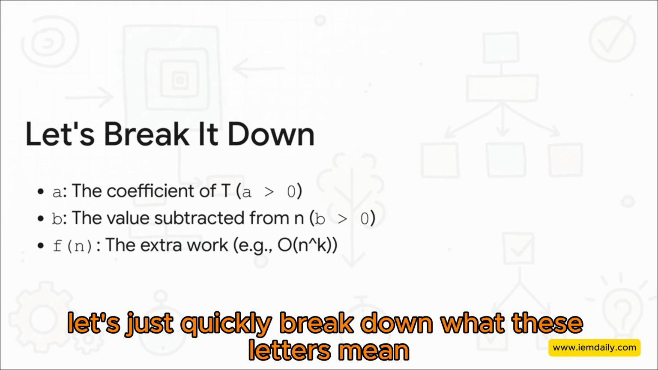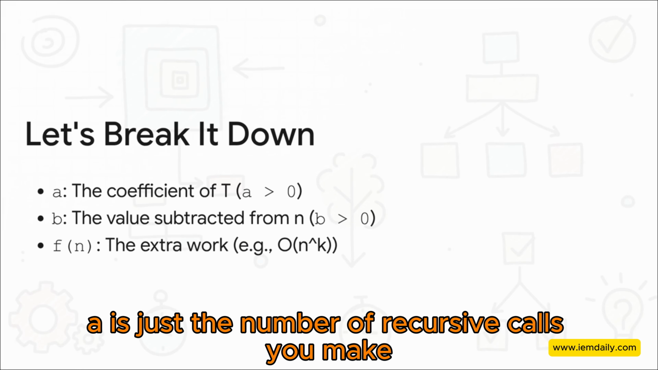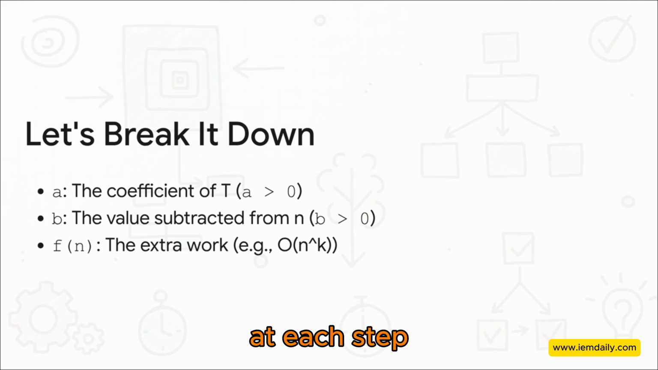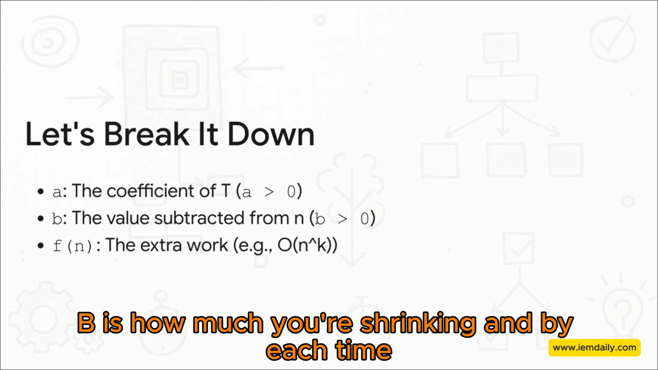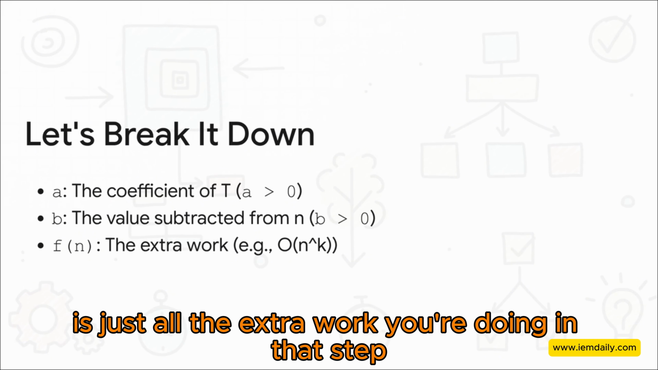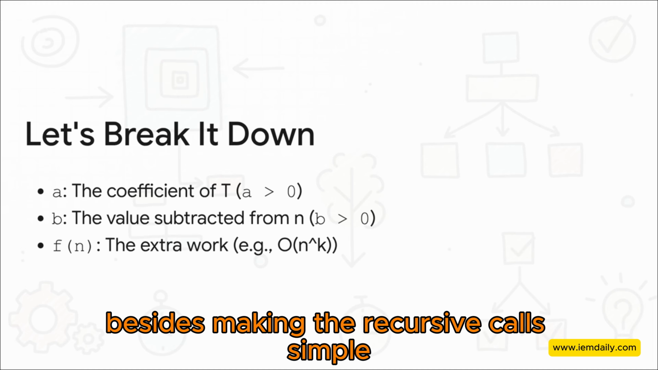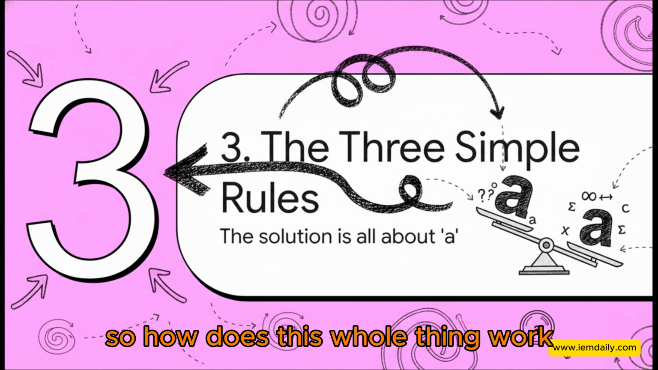So let's just quickly break down what these letters mean. a is just the number of recursive calls you make at each step, b is how much you're shrinking n by each time, and f of n is just all the extra work you're doing in that step, besides making the recursive calls. Simple?